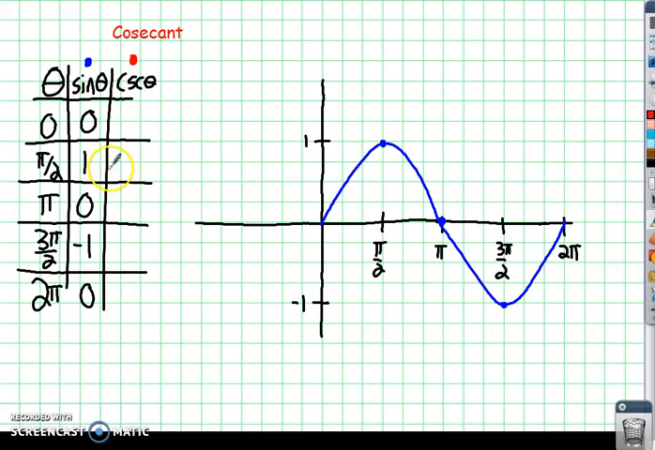Alrighty, so here, the reciprocal of 1 is just 1 over 1. Boring. Matches up right there. How convenient. And the reciprocal of negative 1, just flipping it, negative 1 over 1, or 1 over negative 1, it's just still negative 1. Flipping this isn't going to do anything. Alright, that's all well and good.